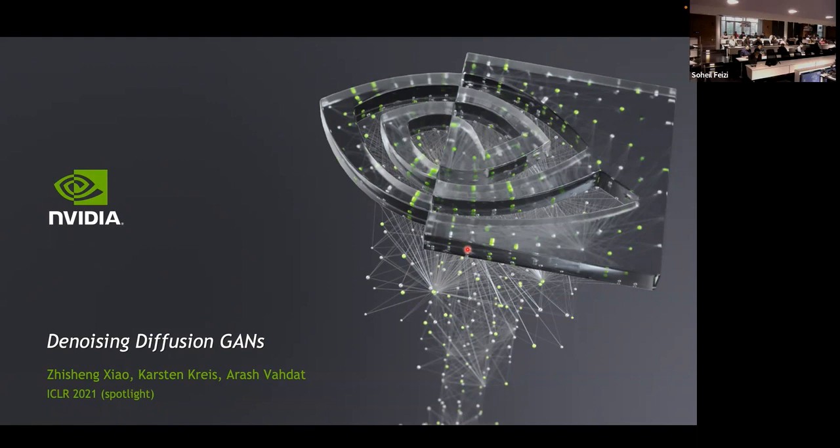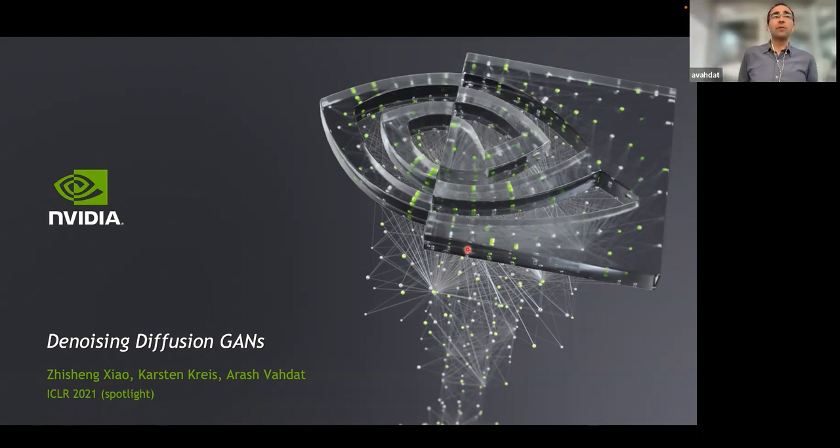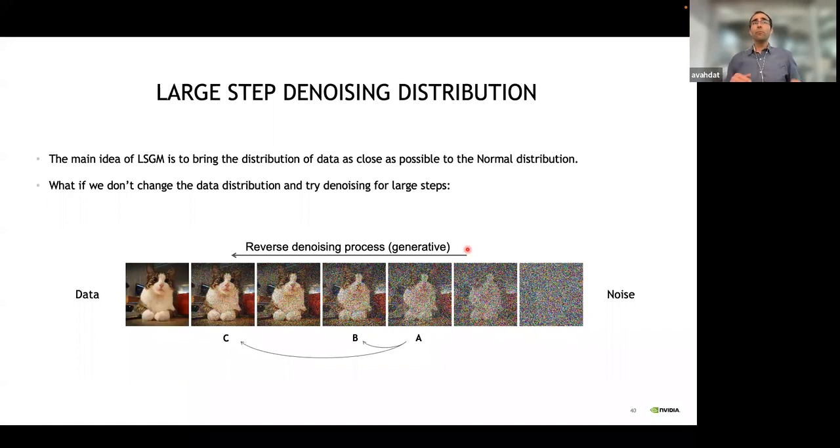Okay. So the second work I want to mention is this work called Denoising Diffusion GANs that was presented this year at ICLR. So if you remember, in the previous part, I talked about how we can map the data to latent space and sample from it faster using diffusion models. Here, we're not going to go to latent space. We're going to stick to data space.